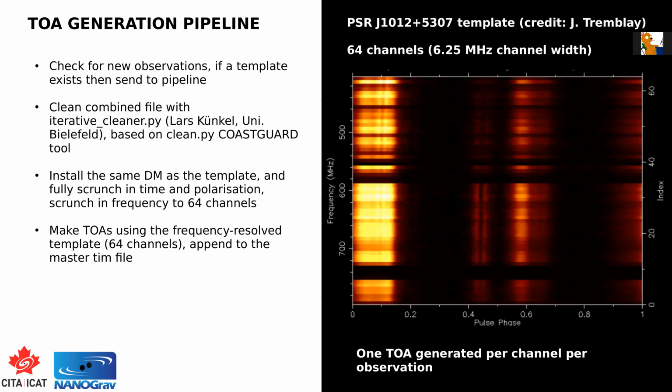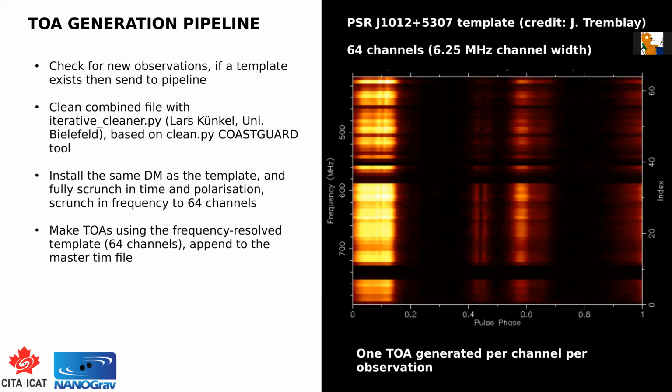The first thing that I do is run my TOA generation pipeline that takes a frequency resolved observation and fits a two-dimensional template to it. A 2D template looks something like this in the case of J1012+5307. So instead of fully scrunching in frequency, we instead scrunch to 64 frequency channels across our 400 megahertz of bandwidth. And for each of these channels, we generate a TOA from a single observation.